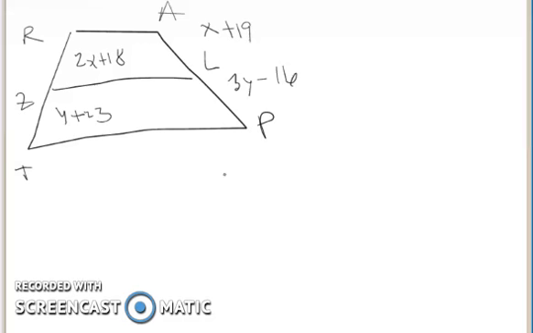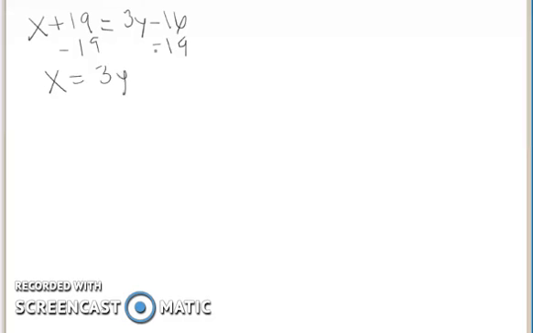Okay? And so let's go ahead and set this system up. I'm going to do it on the next page. So this equals this, and these two equal this. Here comes the system. So we get x plus 19 equals 3y minus 16. First thing I'm going to do is solve this for x right off the bat. X is going to equal 3y. Add those two together because they're both negative. Leave it negative, and we get negative 35.